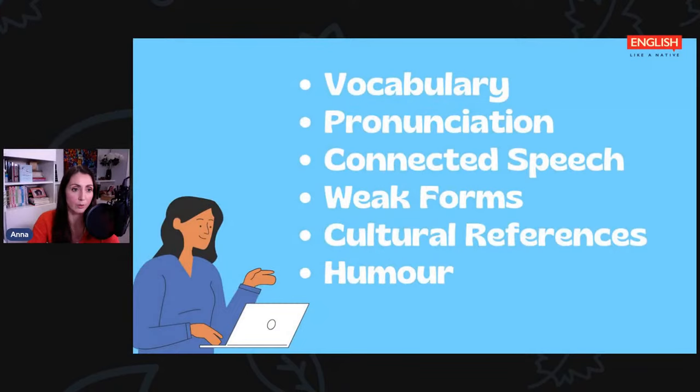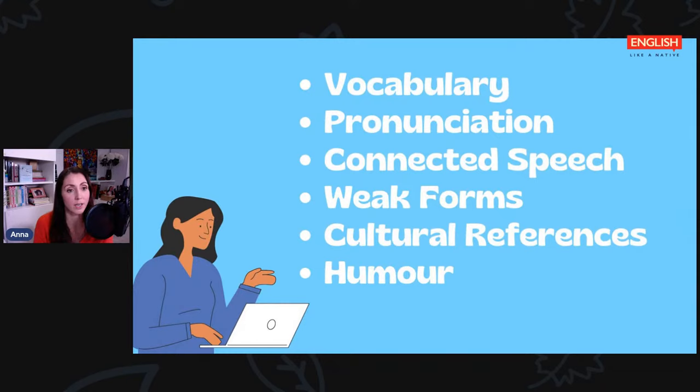Okay, so we've gone through these reasons as to why it's hard to understand native speakers: because of the vocabulary, because of pronunciation, because we connect our speech in a way that you're not used to. We use weak forms, which aren't always taught. We use cultural references that you'll only know if you become familiar with the culture. And our humor is different.